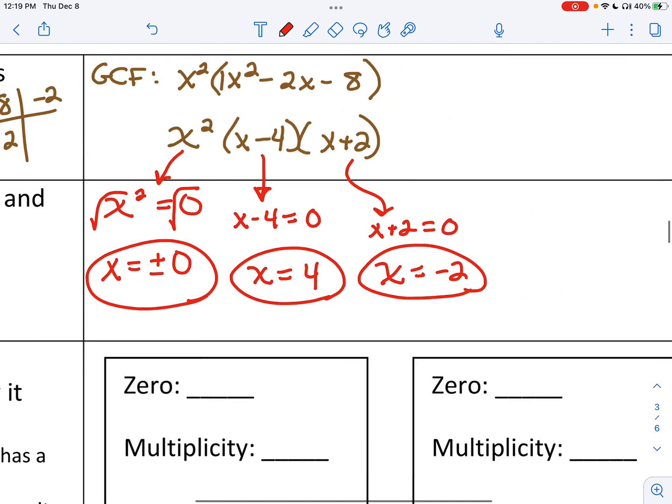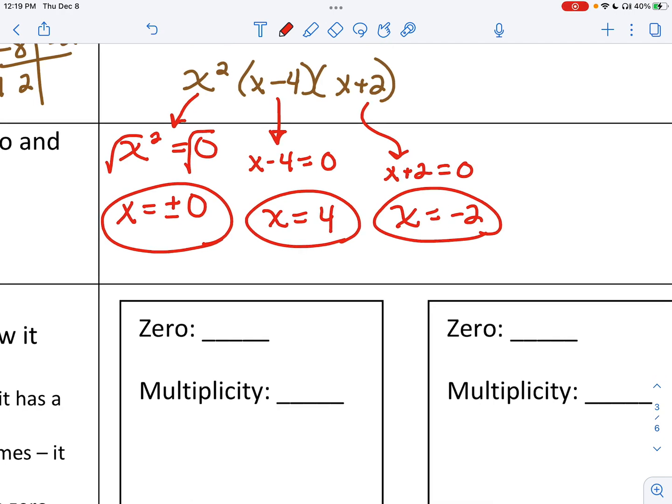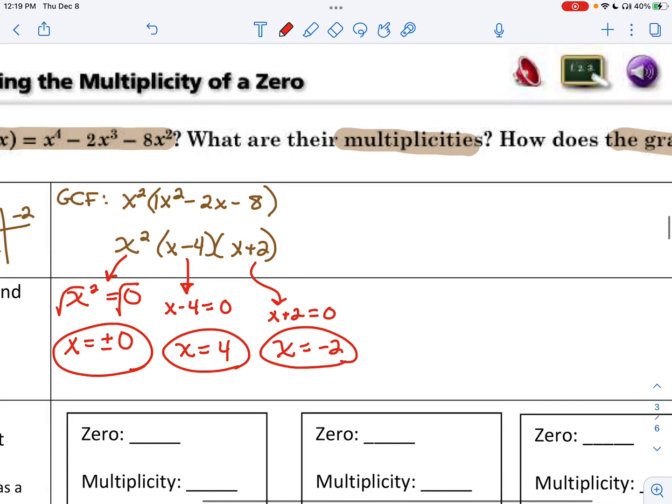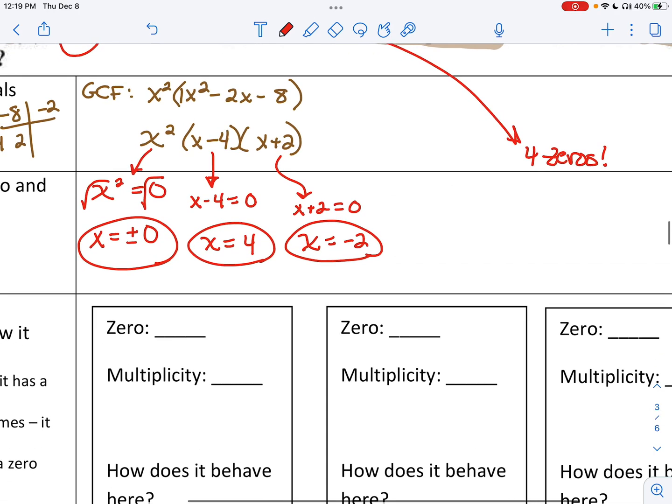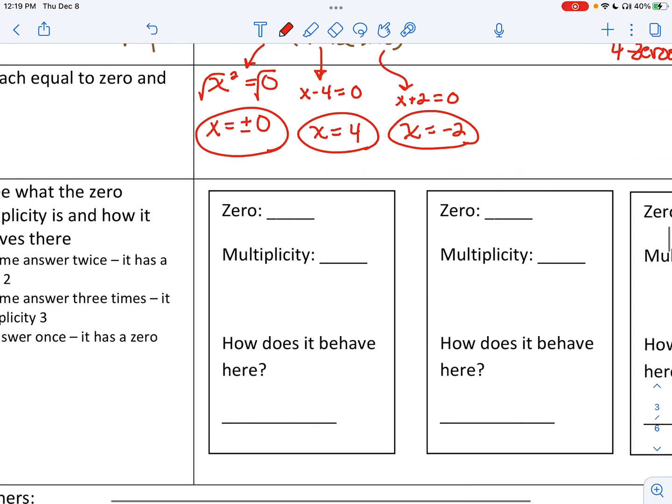So it appears as if I only have 3 zeros, but in fact, I told you a neat little rule before. If you have x to the fourth, that means you should have 4 zeros. So you might be like, ah, well, she lied to me again. A lot of you sometimes think I lie, but I didn't lie to you, I swear. It just so happens that the 0 happens twice because it would be quote unquote a positive and a negative 0. So 0 would happen twice.